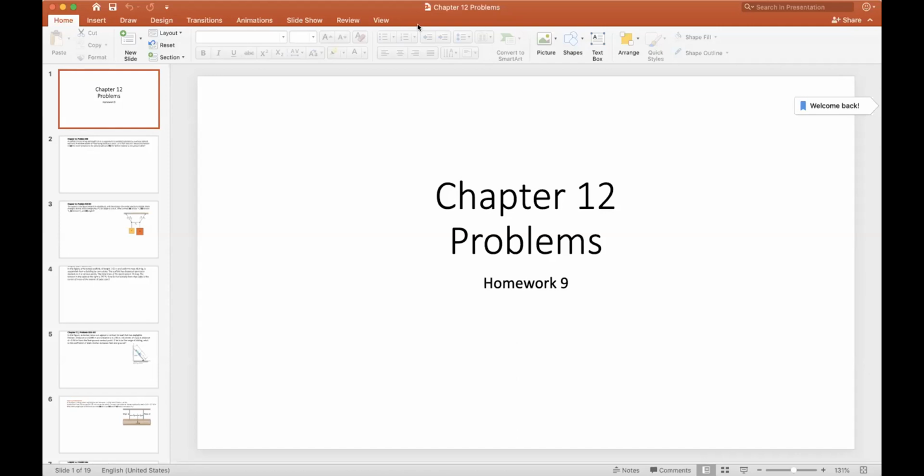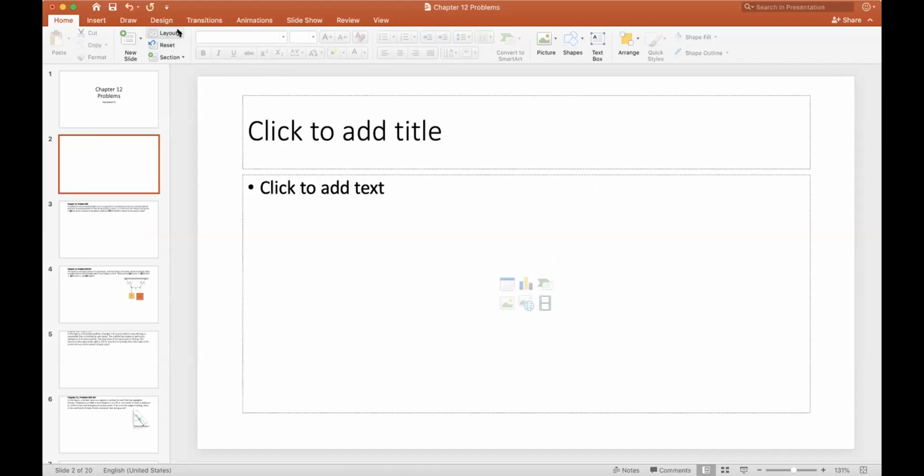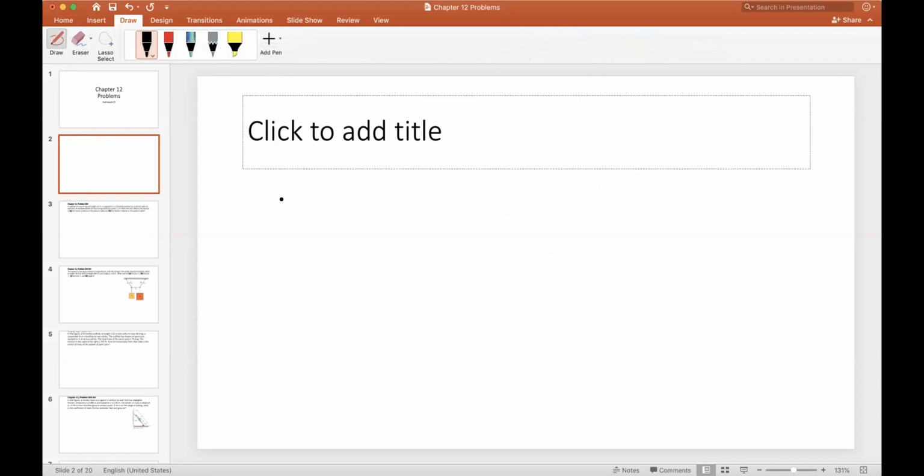So before I get started on the problems themselves, I want to talk about the equations that we need to know and the concepts we need to know. So chapter 12 focused on equilibrium, well, static equilibrium, I should say. Static equilibrium means that the whole system is not moving and it's not rotating. And therefore, the sum of the forces in the x direction has to equal 0, and the sum of the forces in the y direction has to equal 0.